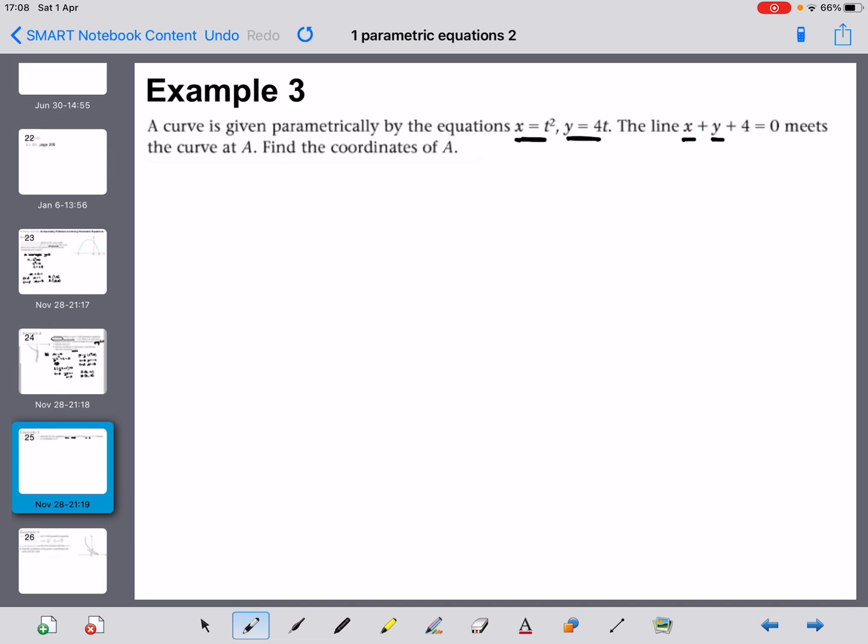So instead of x plus y plus 4 equals 0, I'm going to have t squared plus 4t plus 4 equals 0. And you can see that I've got a quadratic in terms of t, which I can factorise, or you could use your calculator if you were desperate. It factorises to t plus 2 times t plus 2, which means that t equals minus 2.